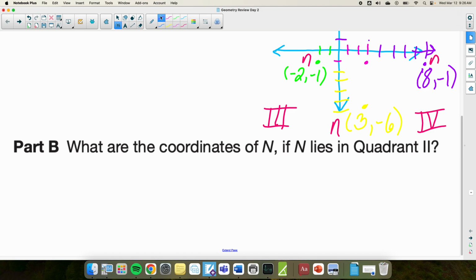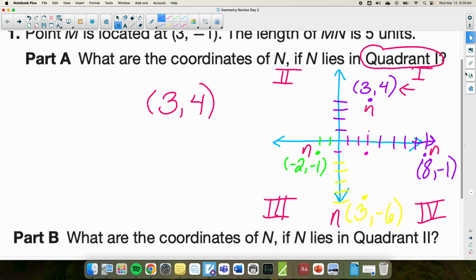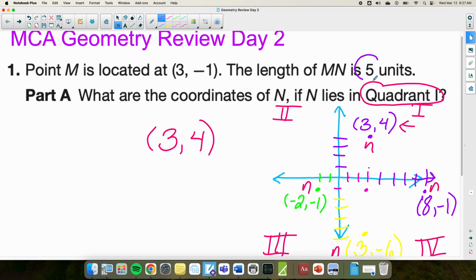Now if we go down, this one is asking us, what are the coordinates of N if N is in quadrant 2? Quadrant 2 is over here, okay? We want something that is in that quadrant. And do you guys agree we have nothing there yet, right? So here's the thing. If the distance that you have is the hypotenuse, the biggest number of a Pythagorean triple, you have to use that in these examples.